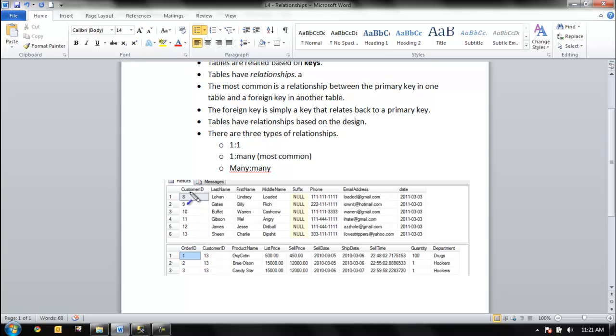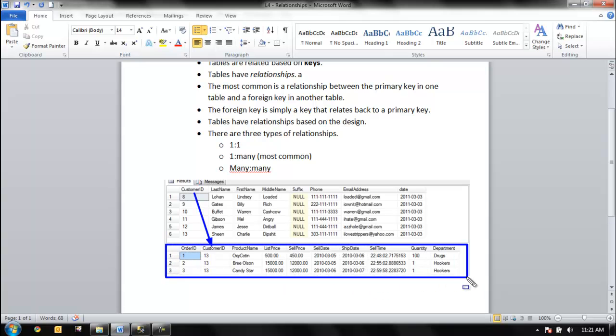The customer ID primary key is related to the customer ID in our orders table. So, primary key, foreign key relationship. We can't insert data into our orders table unless up here we have a matching key in our customers table.